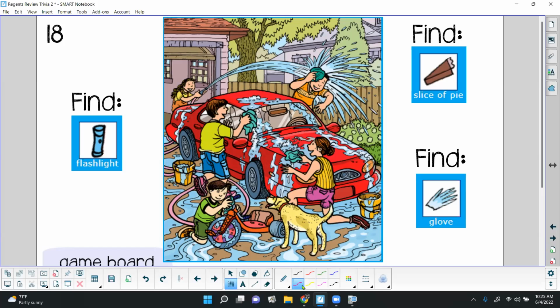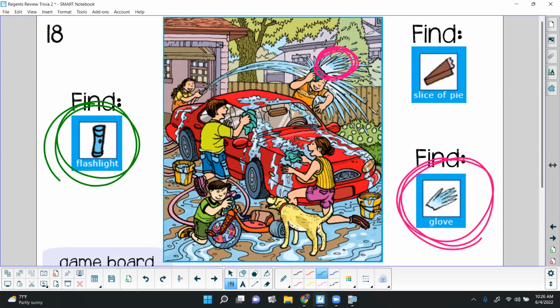I think the most popular one that was found was this one here, the glove. That was the most popular one that I got a lot of right responses for first. So if you haven't found it, take a quick look. I think the hardest one, I think only 2 or 3 kids found the slice of pie. So the glove was over here. The flashlight was in the kid's pants. And then the slice of pie was right up here on the eave of the roof, right up there.